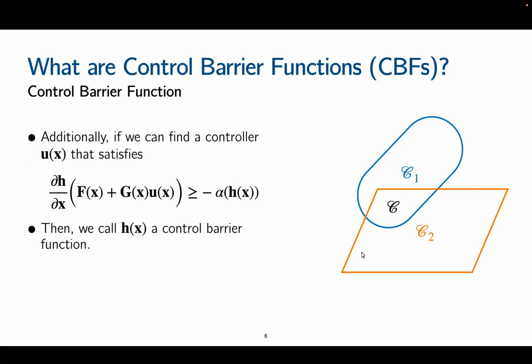Another way to use control barrier functions is to use them to synthesize control actions. To do this, we will utilize what is called a control barrier function constraint, which is in the form of partial h partial x times f(x) plus g(x) times u(x), greater than or equal to minus alpha of h(x), where alpha is a class K function. If such a control u exists for each state in the safe set, then we can call h(x) a control barrier function.